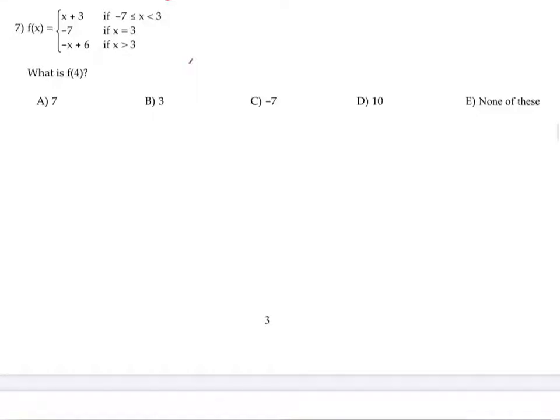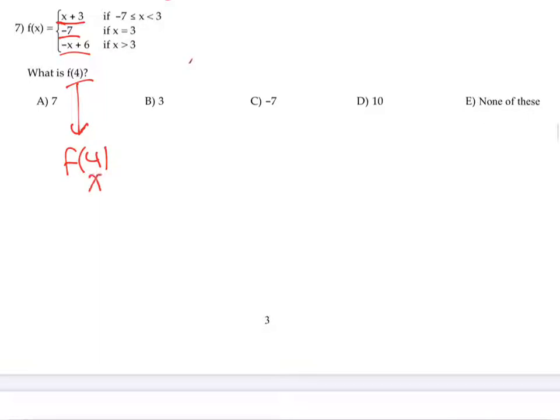Okay, so here we are in number 7. For this one, it's all about which of these 3 functions we're going to plug into. That one, or that one. Which of these 3 should we plug into? They're asking us here f of 4.